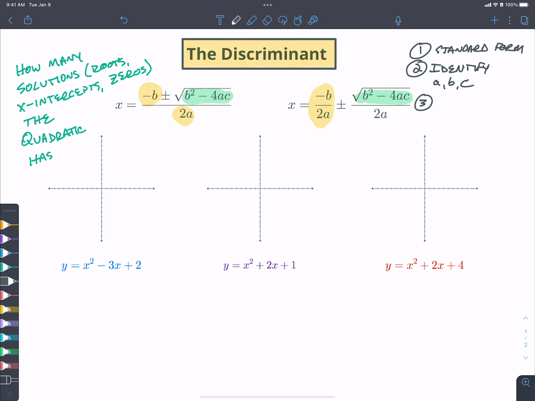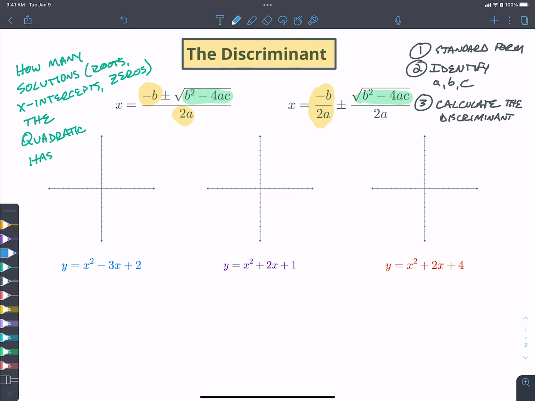And then 3, calculate the discriminant. And what this is going to do, again, is tell us how many solutions that we have. And you might be thinking, well, what are the different possibilities of solutions that we could have?